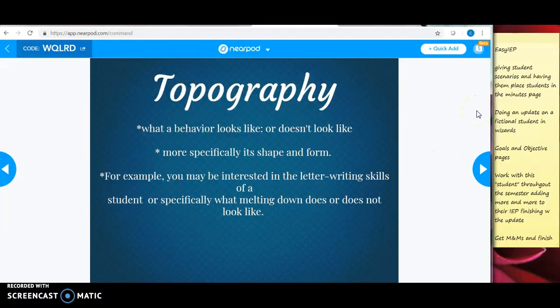Topography is another dimension of behavior, and that is what a behavior looks like or doesn't look like. So more specifically, it's the behavior's shape and form. For example, you may be interested in the letter writing skills of a student or specifically what melting down does or does not look like.